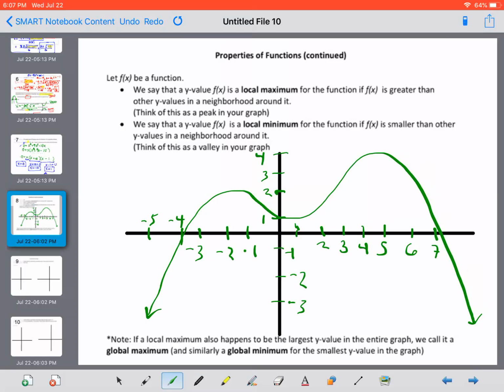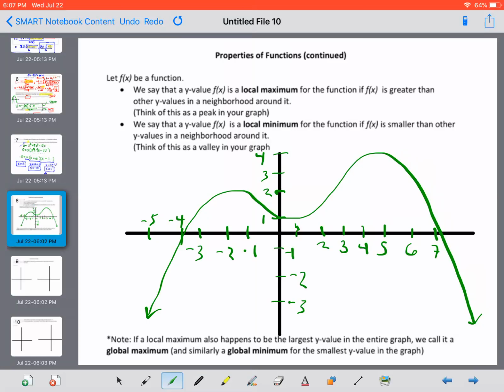Essentially, what you're looking for is the y value of any peak in your graph. So if it looks sort of like a mountain range, any kind of a peak is going to be a local maximum. And analogously, we say that any y value f of x is a local minimum if it's smaller than other y values in some neighborhood around it. So what you're looking for here is something like a valley in your graph.